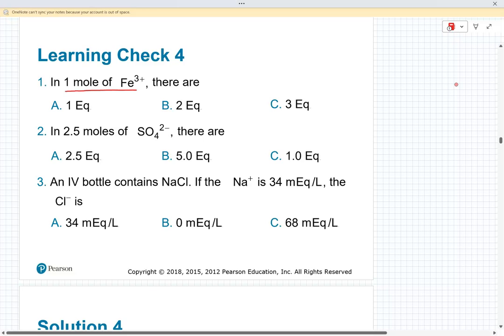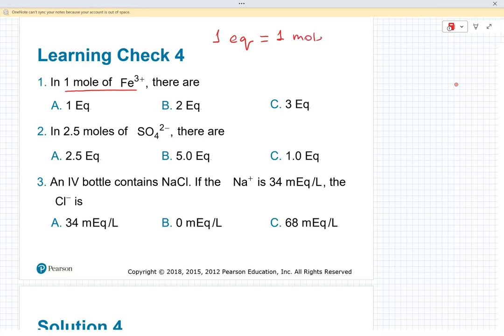So 1 mole of iron 3+ contains how many equivalents? 3 equivalents, yes. Just a reminder, 1 equivalent is the same as 1 mole of charges. So if you have 1 mole of iron and each iron ion has 3 charges, that gives you 3 equivalents.